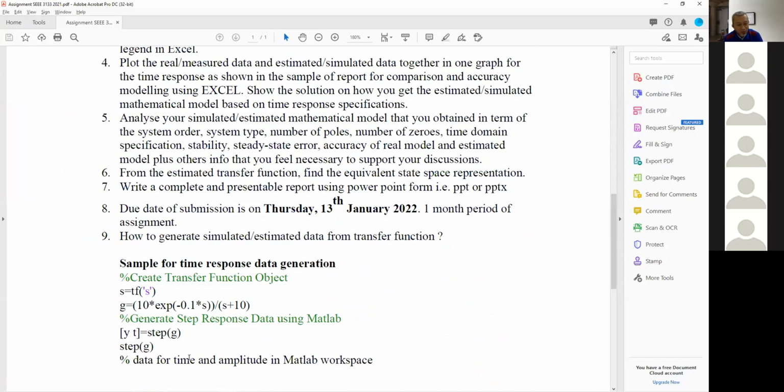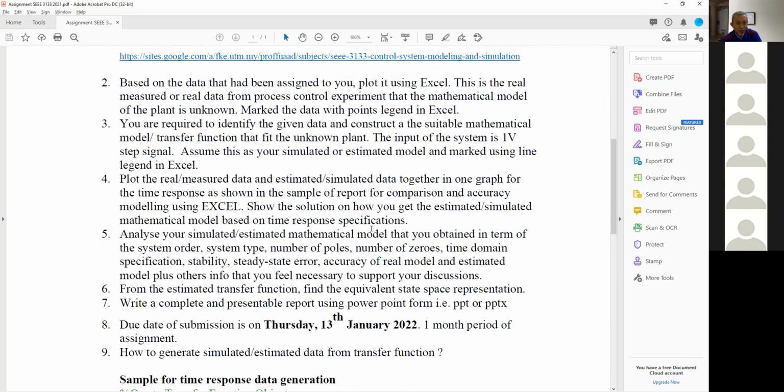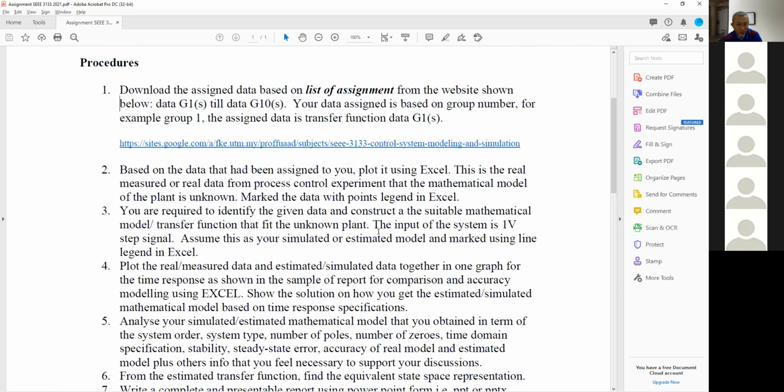So you type the G that I gave you, and then Y: open square bracket Y space T close square bracket equal to step G. Then you get two columns of data, where T is the time and Y is the output. Then you copy and paste side by side with the real data that I gave you. Understand? Okay, thank you.